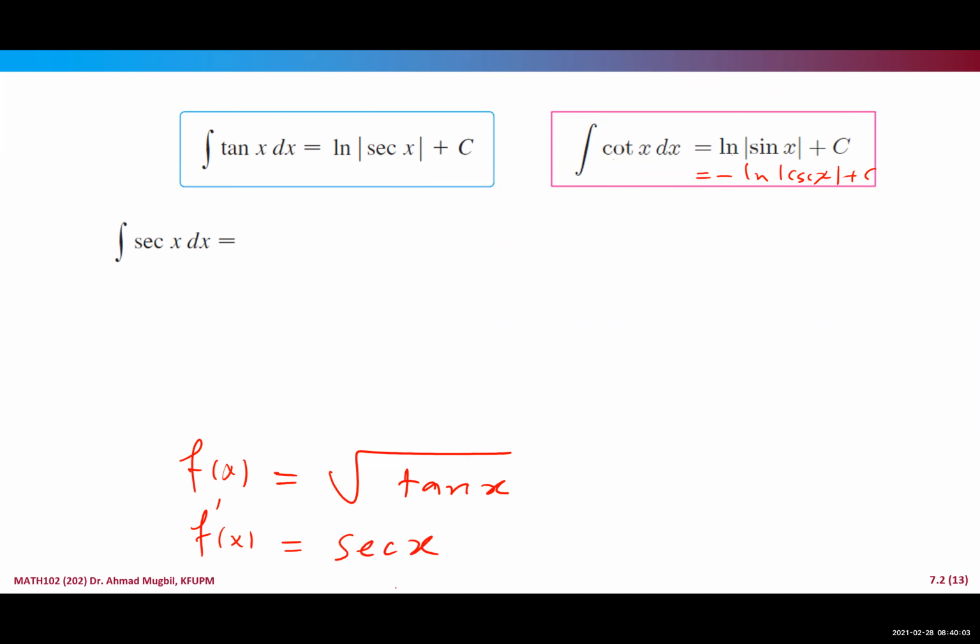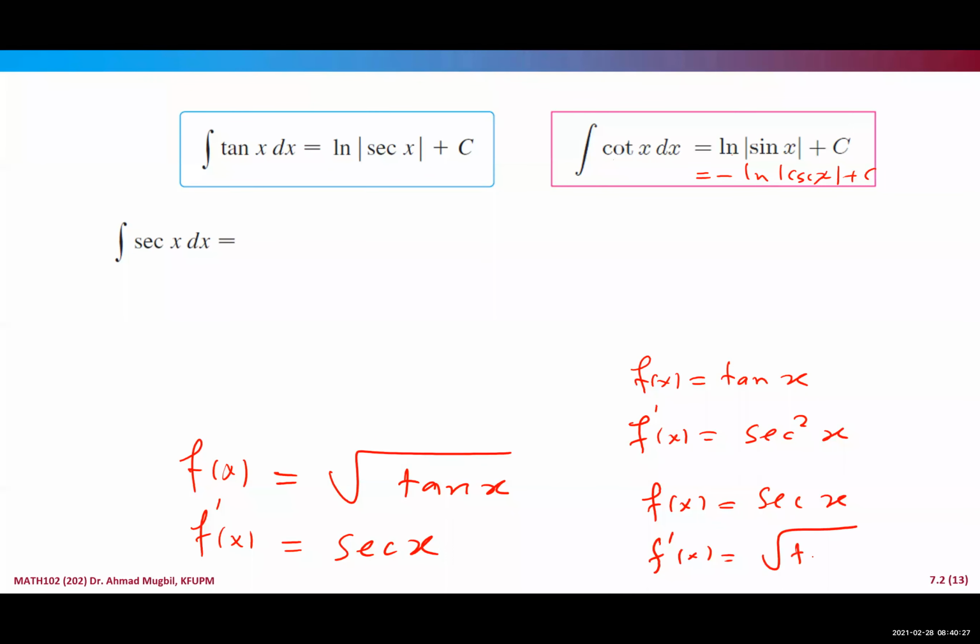Because the derivative of tan is secant squared. So what does that mean? If your function is tan x, then the derivative is secant squared. Does this mean that if the function is secant x, then the derivative is square root of tan? This is not the right conclusion. Be careful. This is not the situation at all.